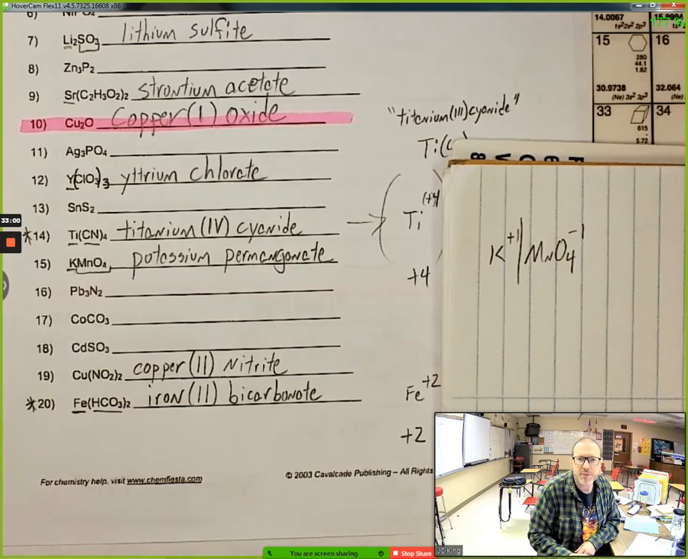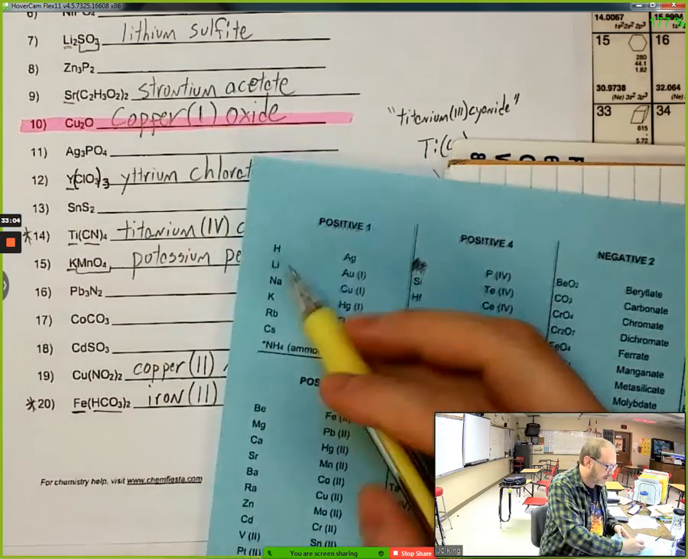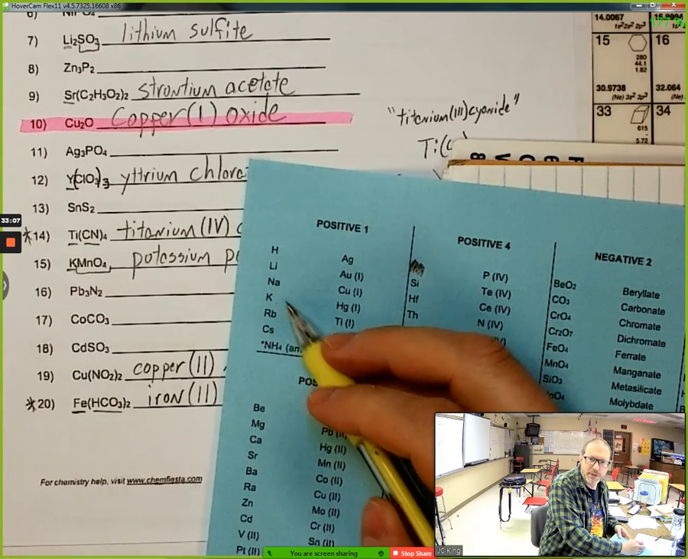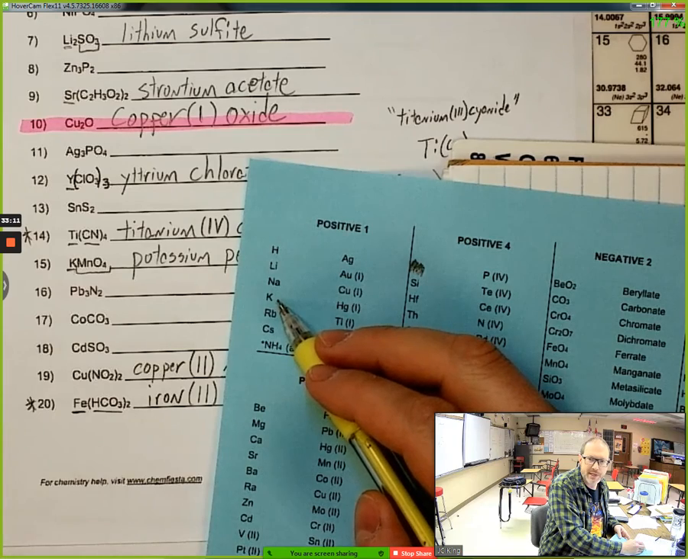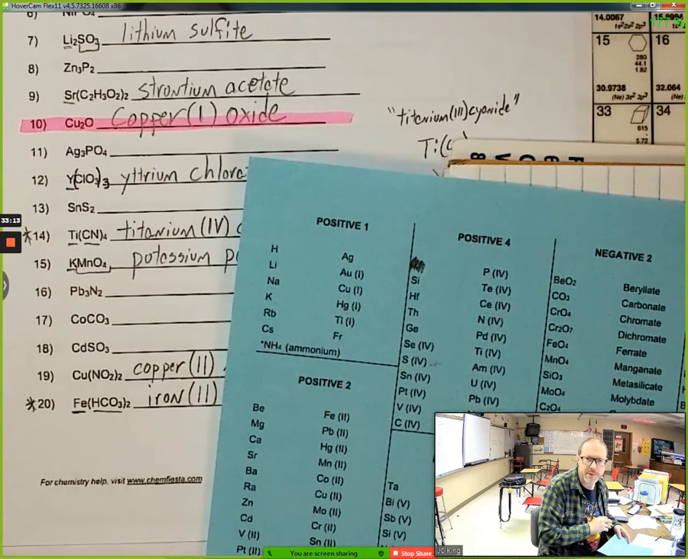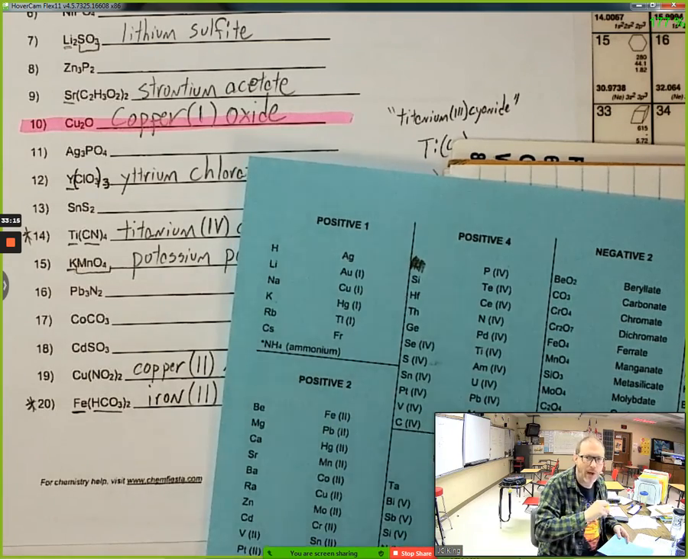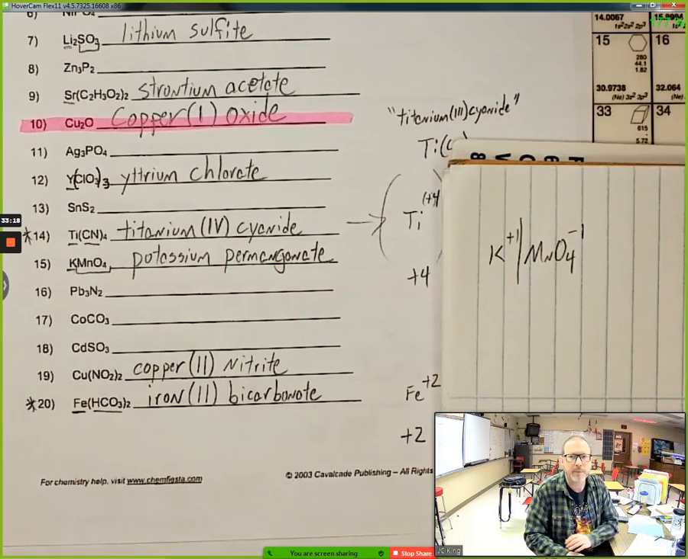Now notice that I don't have to put a Roman numeral in there because potassium doesn't have a Roman numeral beside it in the chart. That's the only flavor potassium comes in, +1. So I don't have to put potassium 1 permanganate.